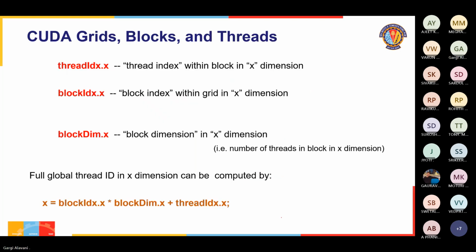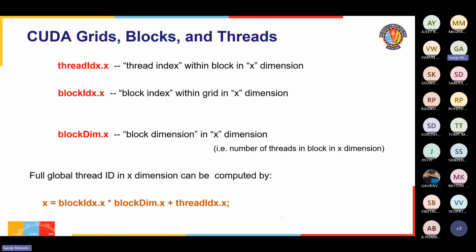So to calculate the unique thread index, what is a unique thread index? You may have a 1D, 2D, or 3D grid and block. Each thread finally will be flattened and each thread will have a unique index. It may have some index in your block which is common across multiple blocks, but eventually you have to find which thread is going to do the task.